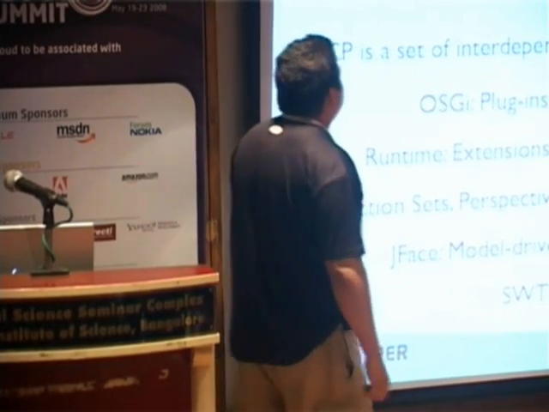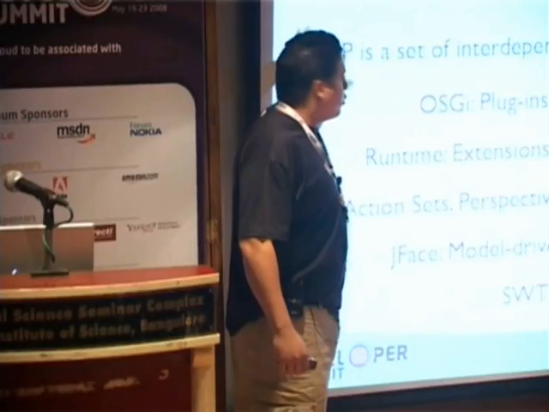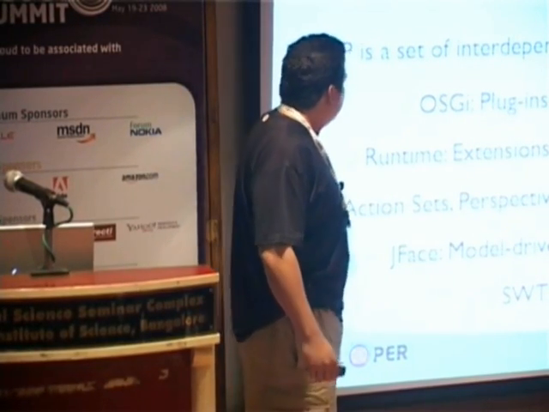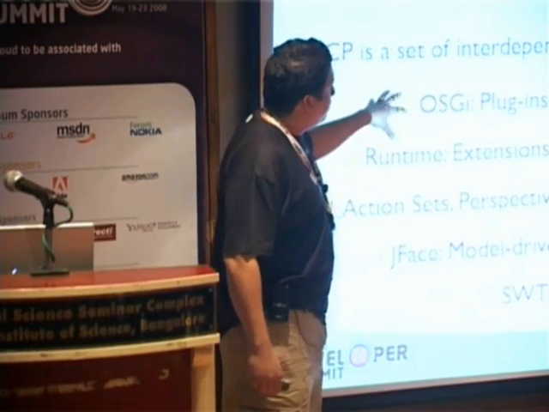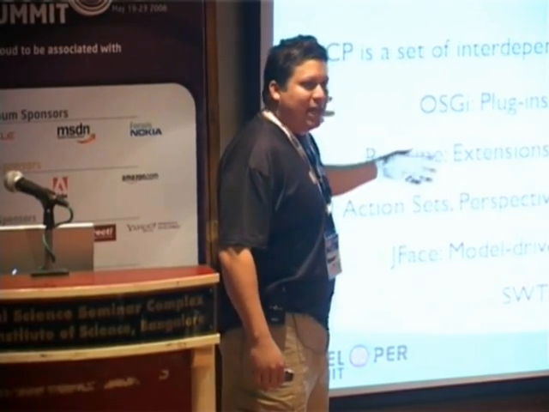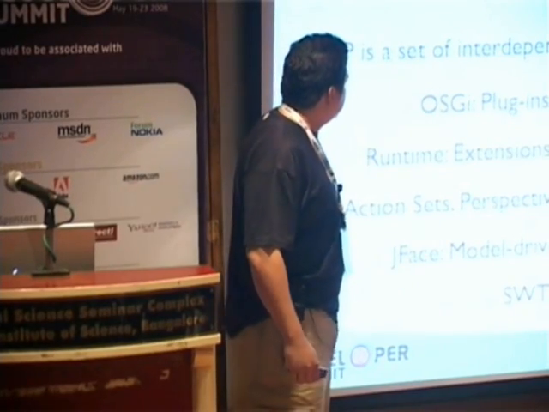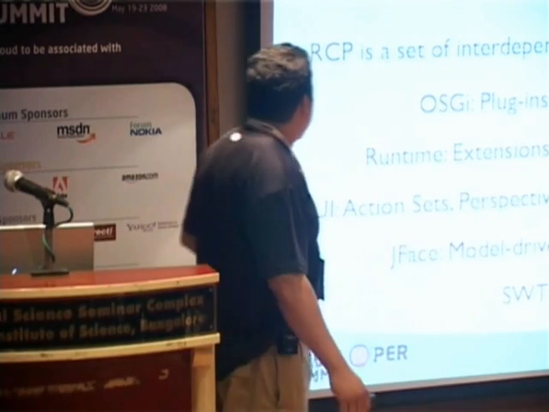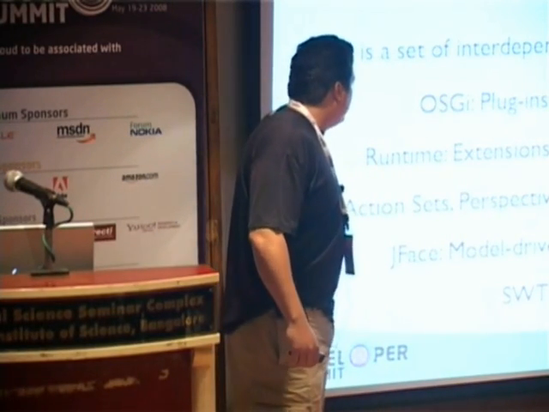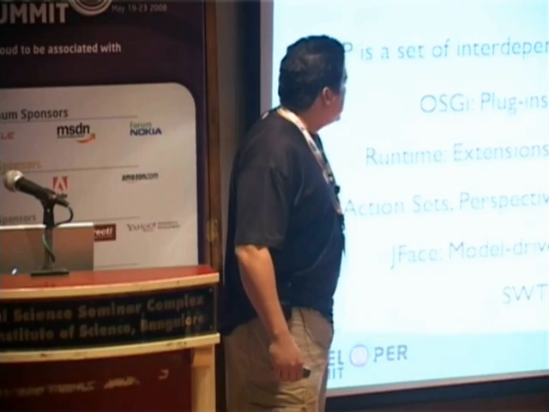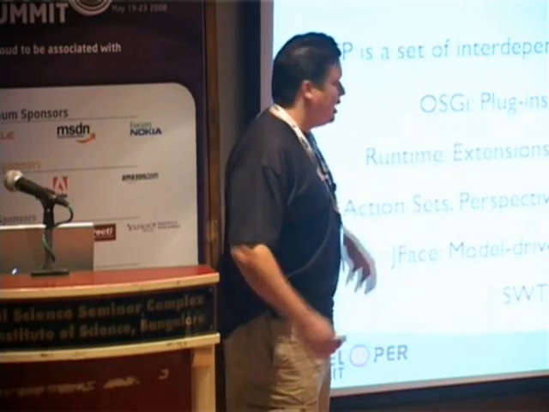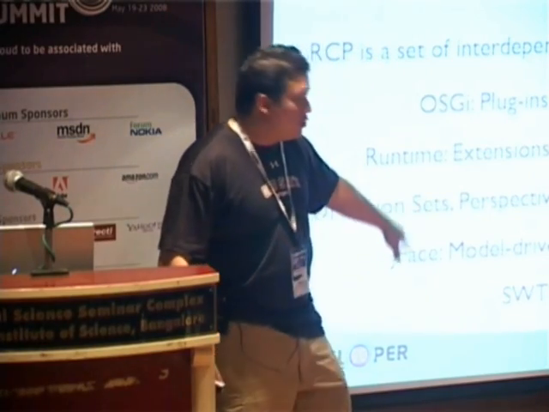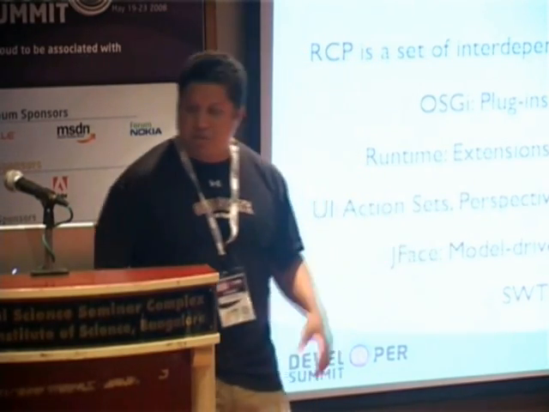So RCP, again, is a bunch of plugins that work together to accomplish what you see in the Eclipse IDE and other applications. So the OSGi gives you all that plugin functionality: the lazy loading of plugins, bundles, services. The runtime plugin gives you the extensions, applications, and products for the platform. The UI gives you everything that we see in terms of actions, perspectives, views, editors in the actual workbench. JFace gives you the model-driven widgets, and SWT the close-to-the-metal raw widgets.